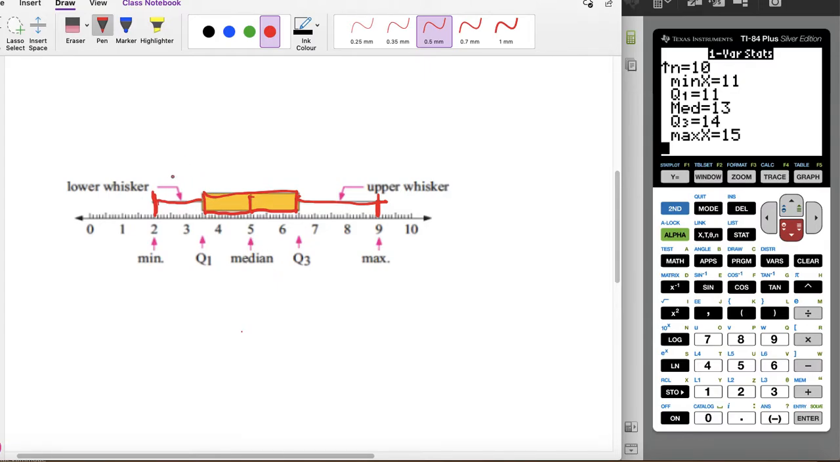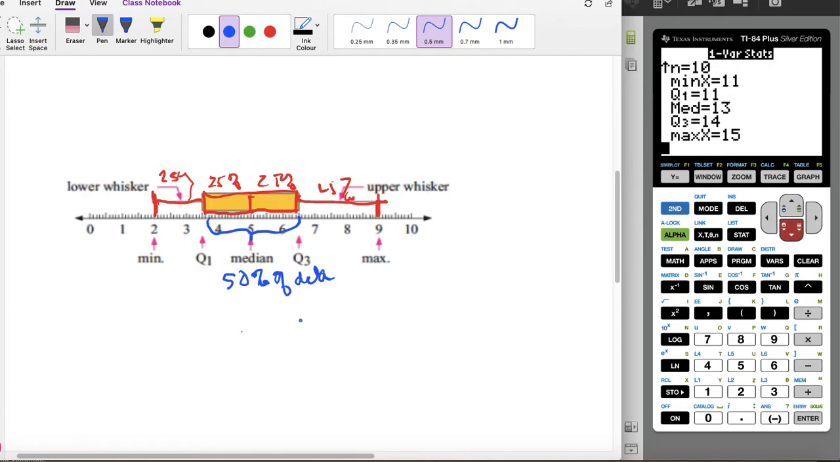So actually, each one of these quarters is 25% of the data. So this is 25%, this is 25%, 25% here, and 25% here. So when we're looking at this, we're looking a lot of times at this right here. Inside your box is 50% of your data, okay? And you know that the smaller this box is, the less spread out the data is.